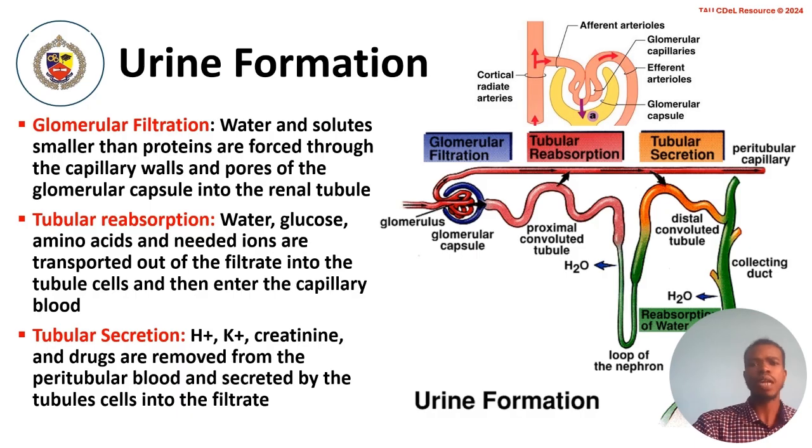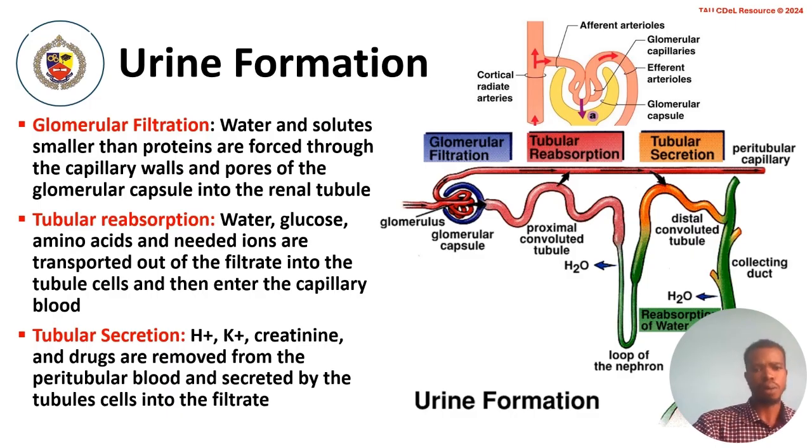Then urine formation. How is urine formed? As I said earlier, one of the functions of the kidney is to excrete waste through urine. Now, how is this urine formed? Number one is glomerular filtration. Water and solutes smaller than protein are forced through the capillary walls and pores of the glomerular capsule into the renal tubule. So the glomerulus is responsible for filtering those wastes. And these wastes that are being filtered are the wastes which can pass through the glomerulus.